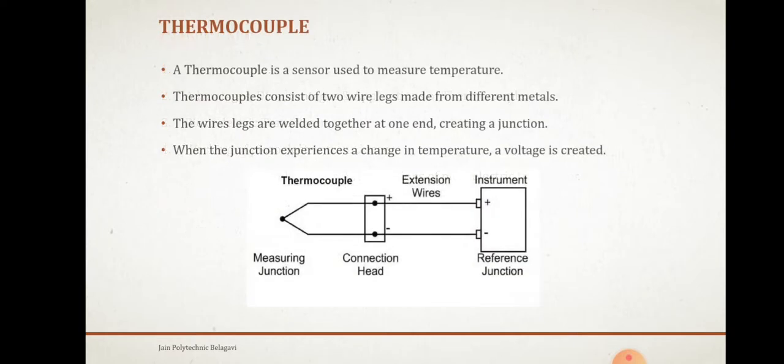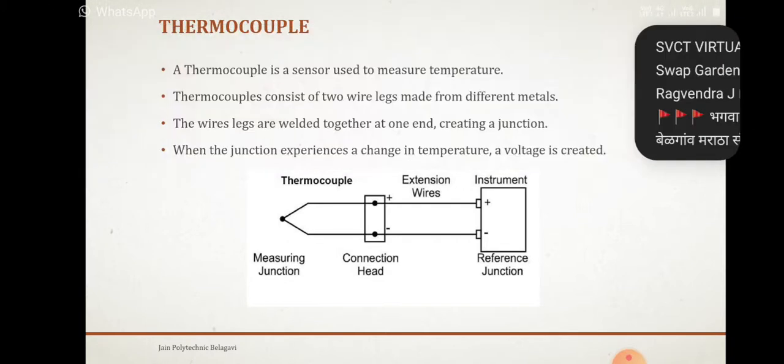Okay, so first, thermocouple. One of the most commonly used methods of temperature measurement is the use of the thermocouple effect. A thermocouple is a sensor used to measure temperature. Thermocouple consists of what? Two wire legs made from different metals. Then the wire legs are welded together at one end, creating a junction. So you can see two wires are there, plus and minus, those are connected to the reference junction.